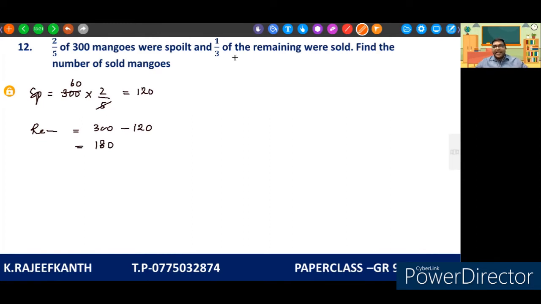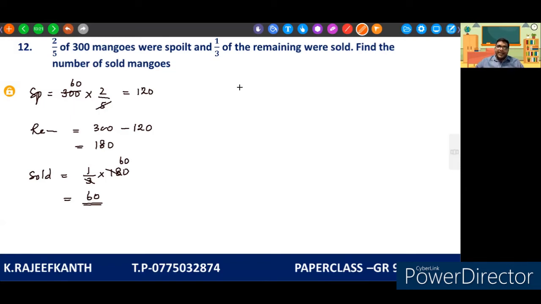Now, 1/3 of the remaining were sold. Then we have to find the number of sold mangoes. Here 1/3 of 180. Then we have to multiply 180 by 1/3. So here we can divide by 3, then 60. Then 60 mangoes. We sold 60 mangoes. Right? Here, first we found the number of spoiled mangoes. Then we found the remaining mangoes. After that, we found the number of sold mangoes.